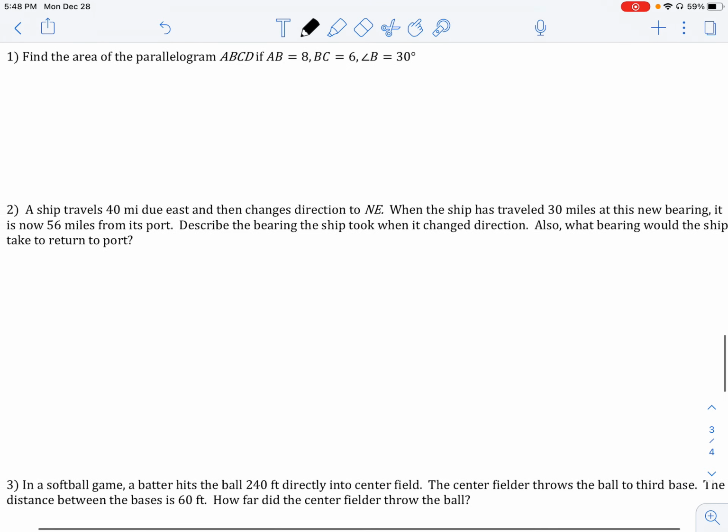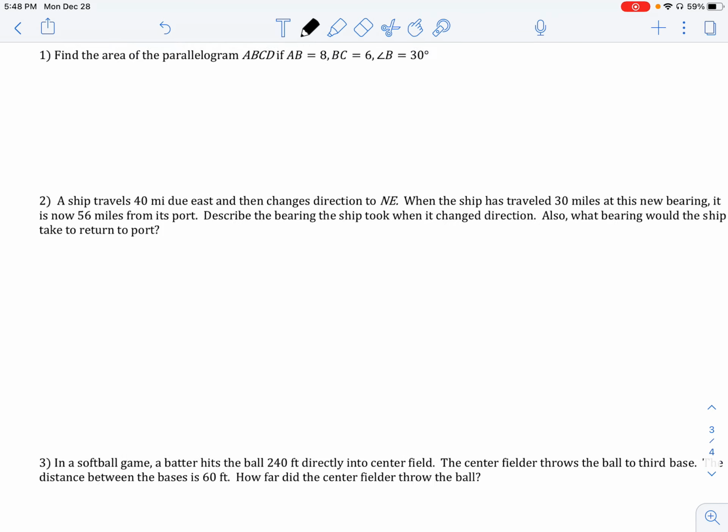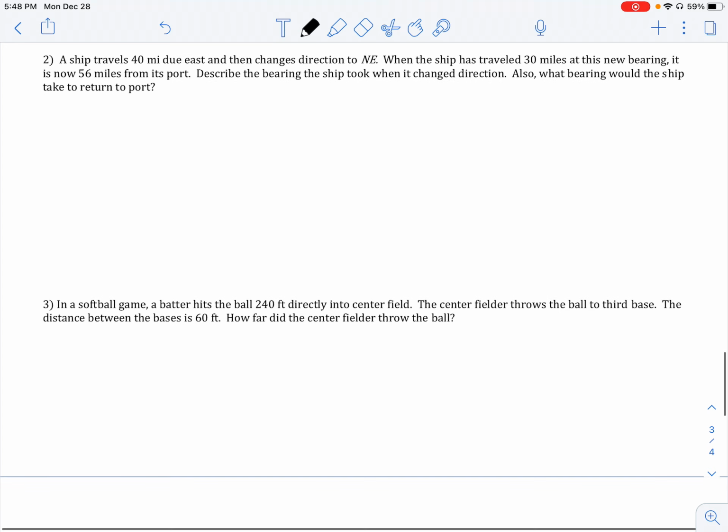Now, I want to close this by actually doing a problem that involves a bearing and using the law of cosines to solve what we need to find. So we have a ship that travels 40 miles due east and then changes direction to northeast. Notice that because it's a ship, we're not using air navigation. We just want to use the standard bearings that we're used to in this course. So I'm going to go ahead and draw the ship here at this point. This is just kind of arbitrary. Just label this as point A.